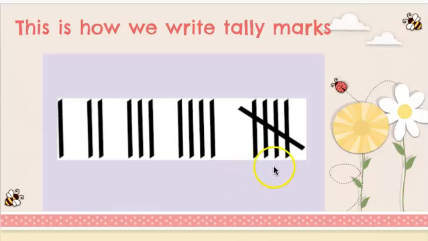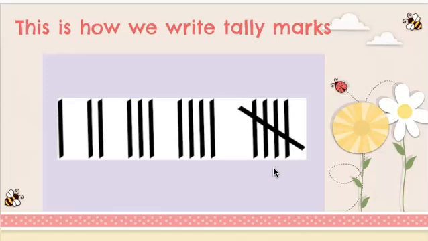But here's the tricky part. If you have got 5 tally marks, then you put 4 lines down next to each other, then the 5th line goes through the middle, and that groups it into a 5. So tallies always come in groups of 5.